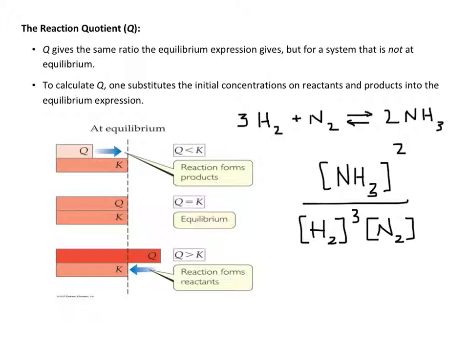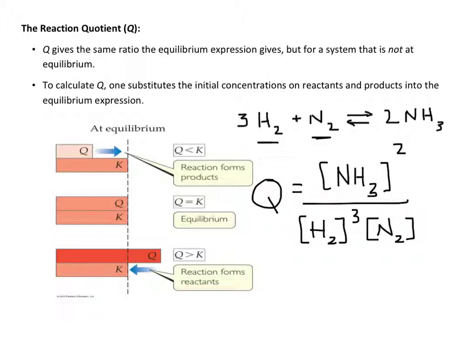But we can imagine if we added, let's say, more H2 or more N2, then the quantity in the denominator would be a larger value than it would be at equilibrium, and our ratio would be smaller. In this non-equilibrium condition, we define that ratio as Q, the reaction quotient.